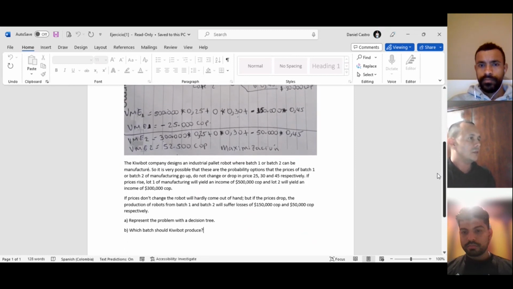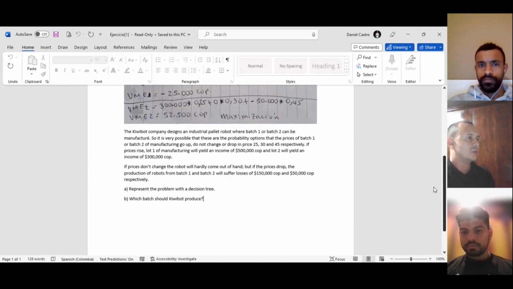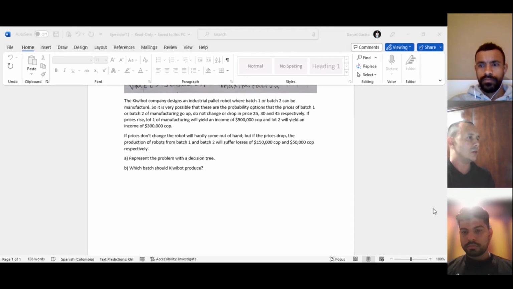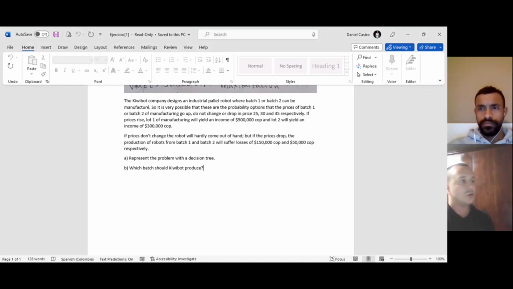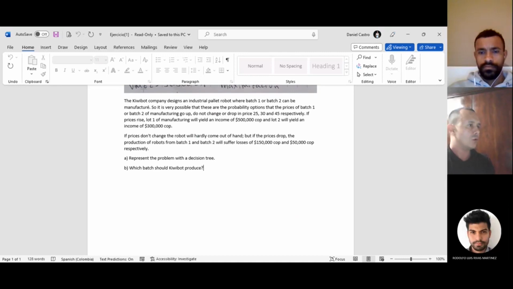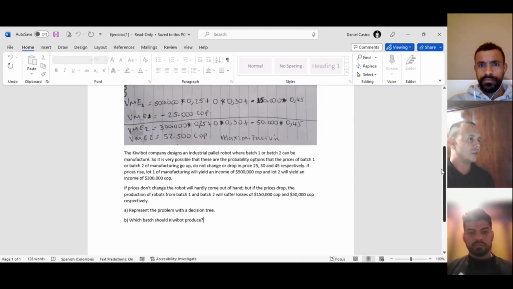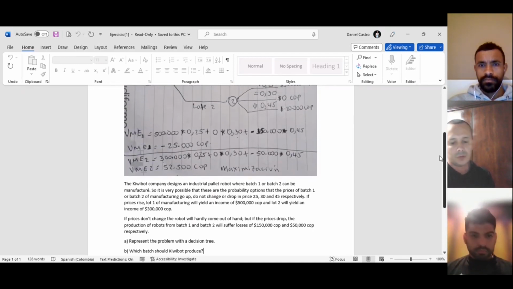Then, if the price of manufacturing goes up, for batch 1 the consequence will be an income of 500,000. This will be the consequence if the price goes up for the robot. For batch 2, if the price goes up it will yield an income of 300,000.